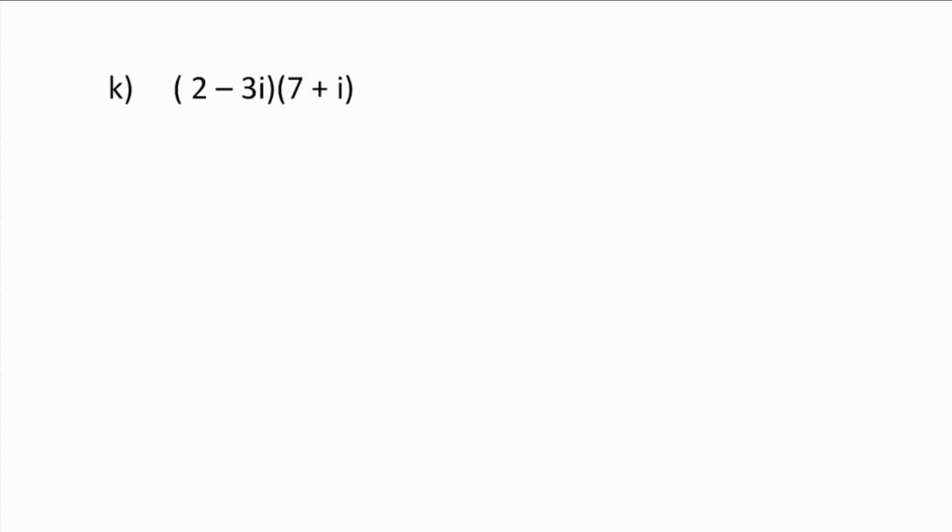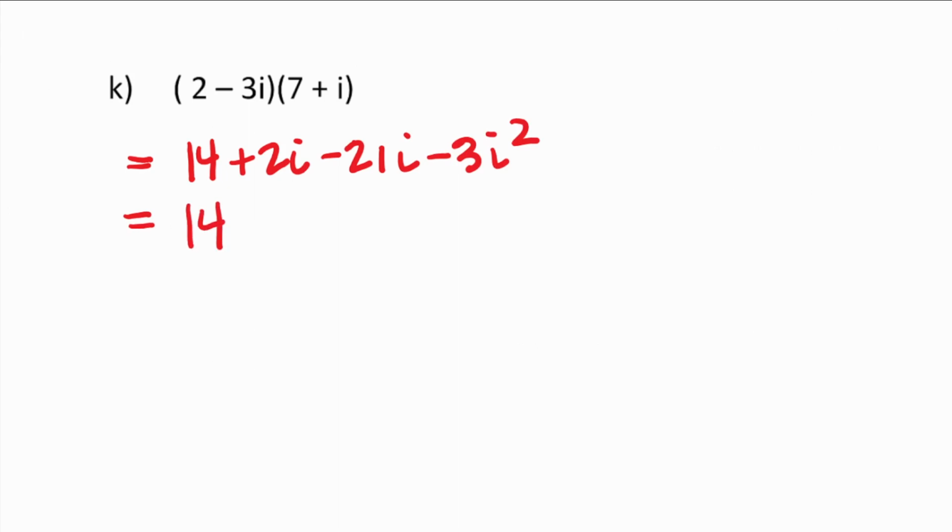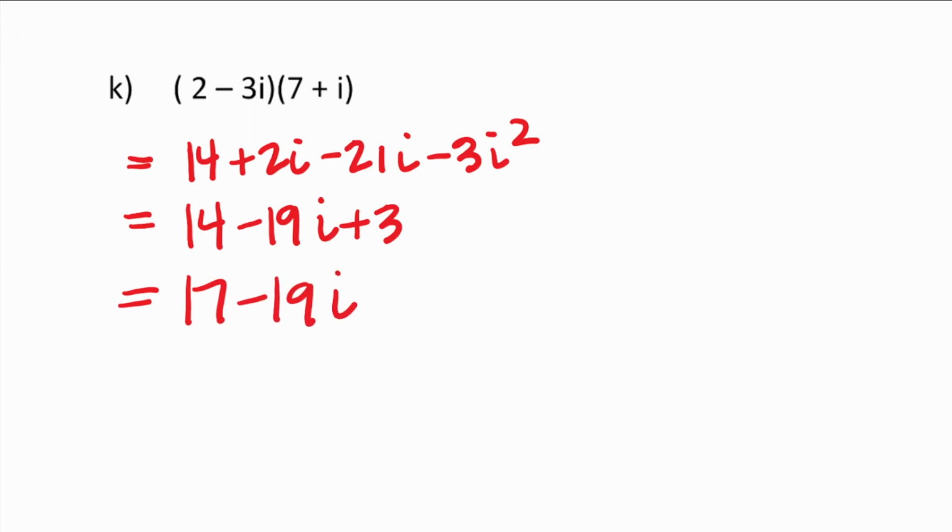All right, last couple are just a little more arithmetic. So 2 minus 3i times 7 plus i, we're just going to keep practicing our FOIL. 2 times 7, 2 times i, negative 3i times 7. And negative 3i times i is negative 3i squared. Okay, 2i minus 21i is negative 19i. And then negative 3i squared is negative 3 times negative 1, which is positive 3. Let's keep collecting, and I get 17 minus 19i.